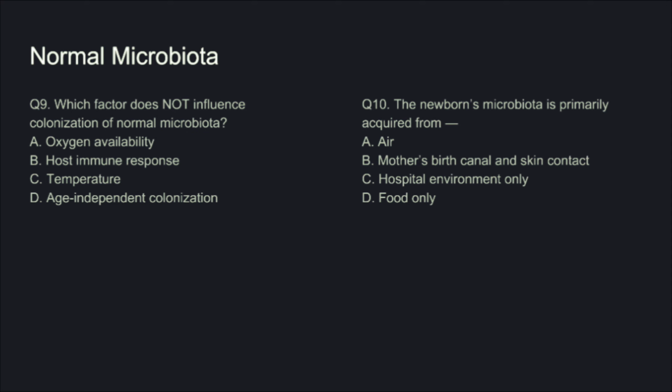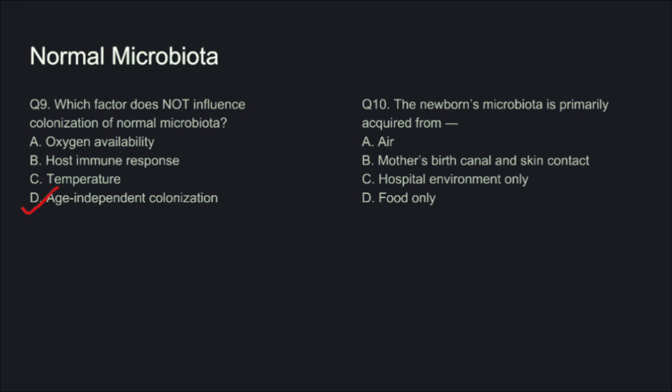Now question number 9. Which factor does not influence colonization of normal microbiota? Options are A. Oxygen availability, B. Host immune pathogen, C. Temperature, D. Age dependent colonization. So correct answer is option D. Age independent colonization.